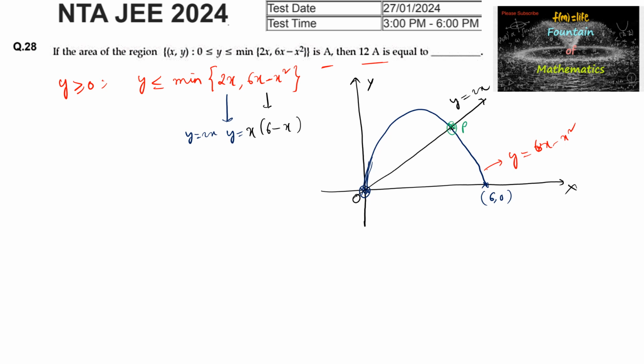So this is P. y = 2x, or x = y/2. So we can substitute in y = 6x - x^2, that is y = 3 times (2x - x^2).